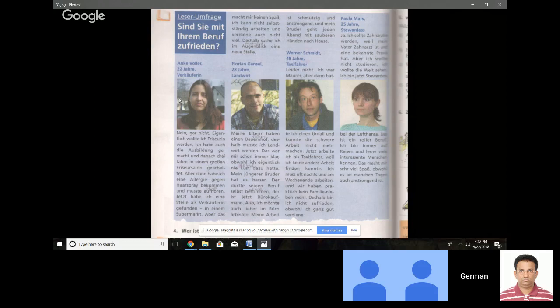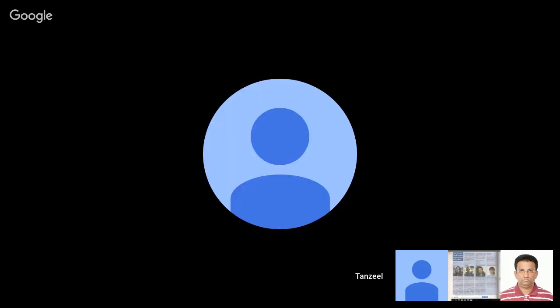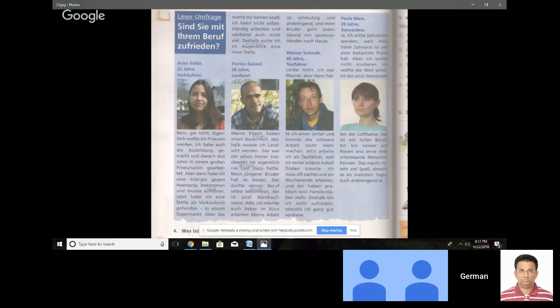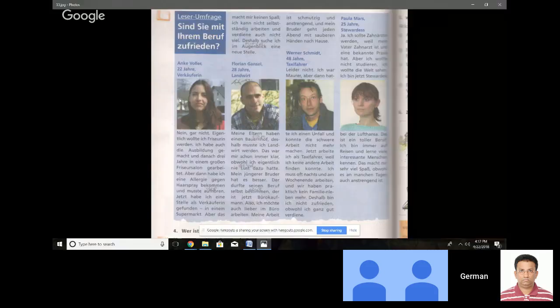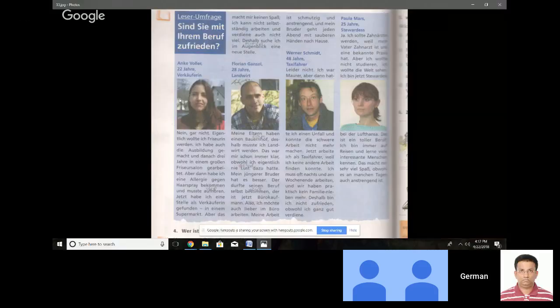Und ist Werner Schmidt zufrieden? Nein. Warum? Er hat kein Familienleben. Correct. Er muss oft nachts und am Wochenende arbeiten. Ja, richtig.